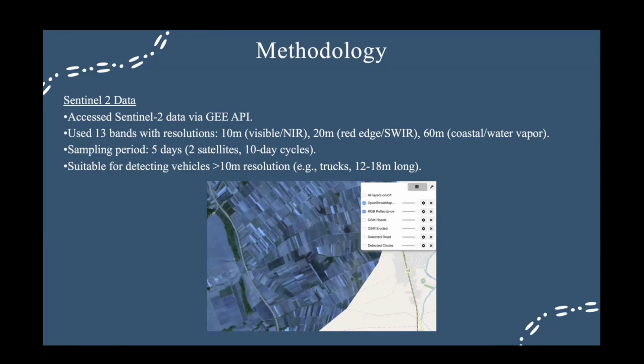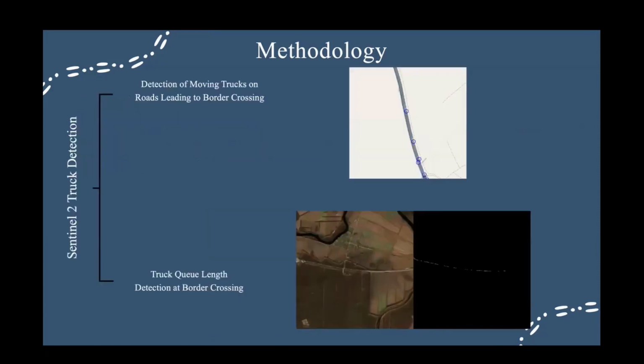Each of them has a 10-day sampling period. So when we combine those data, we have a period of 5 days. And as I said before, it is suitable just for detecting vehicles that have a length larger than the smallest resolution we have with Sentinel-2 data, which is, let's say, trucks or buses. So we're not able yet to detect, for example, cars because they have a length less than 10 meters.